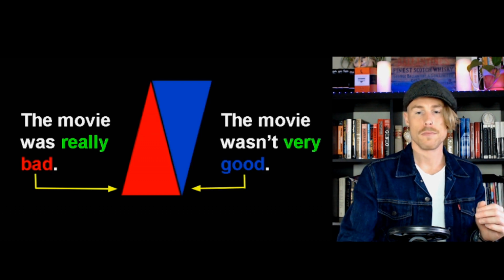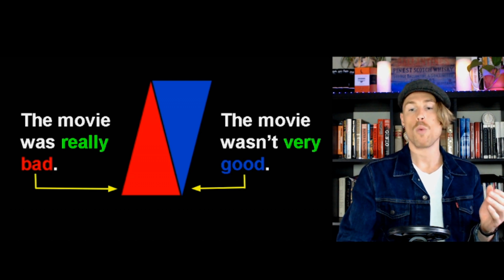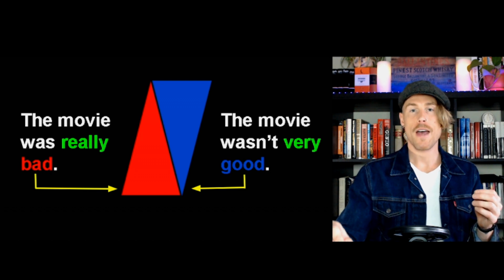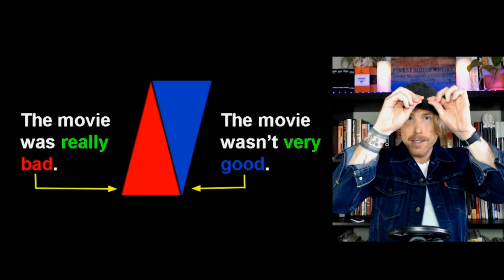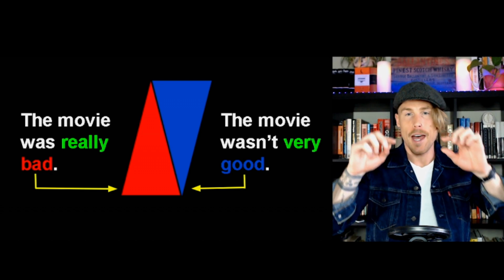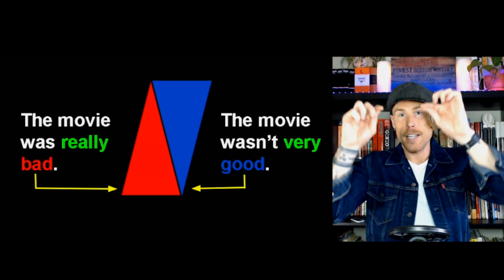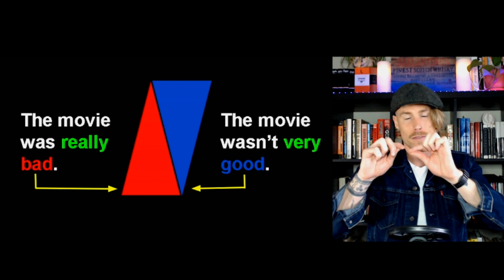Let's see these two ideas together. The movie was really bad. The movie wasn't very good. You can see at the top in red, a little bit bad. At the bottom, really bad. And at the top in blue, really good. At the bottom in blue, not very good.